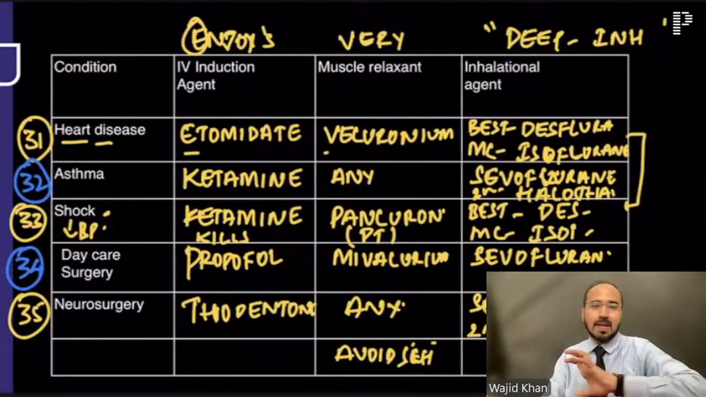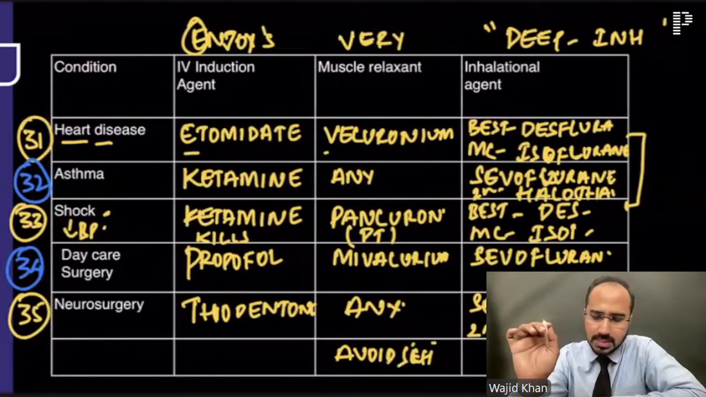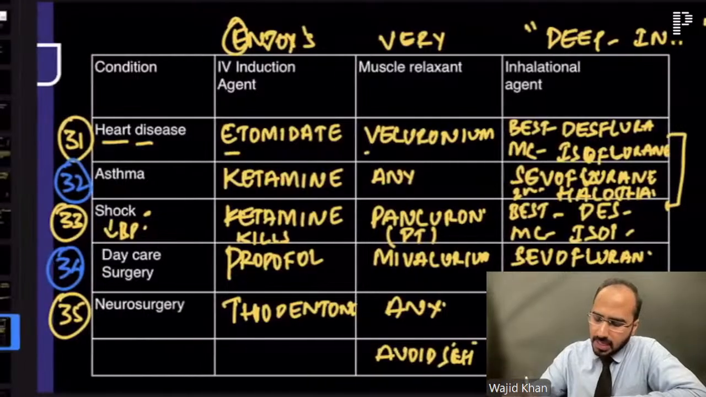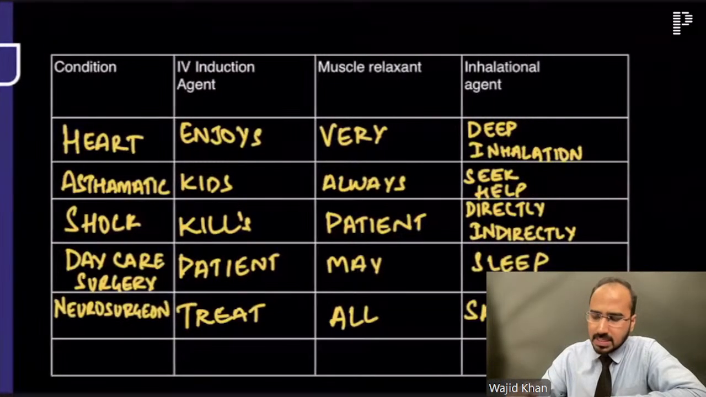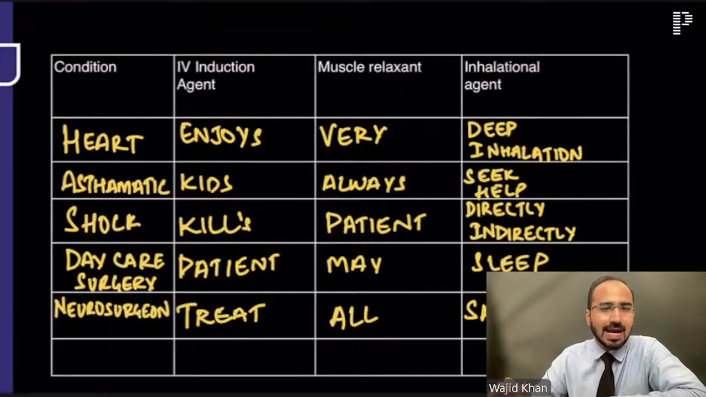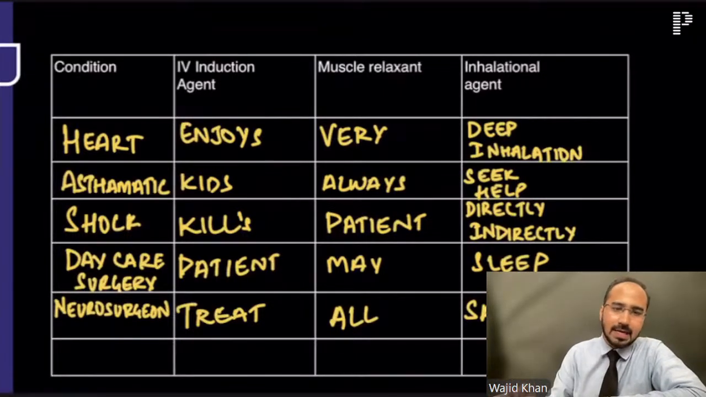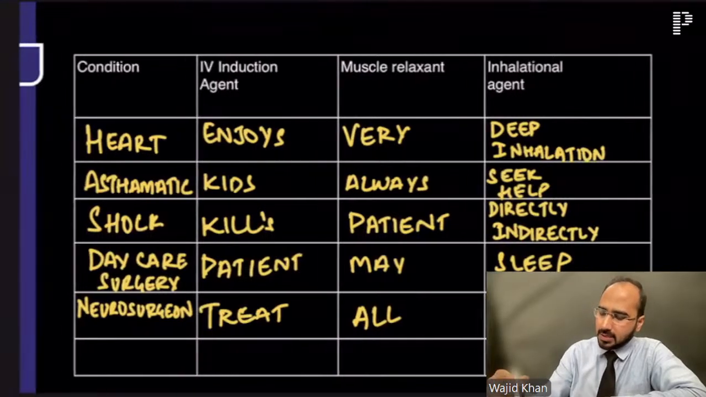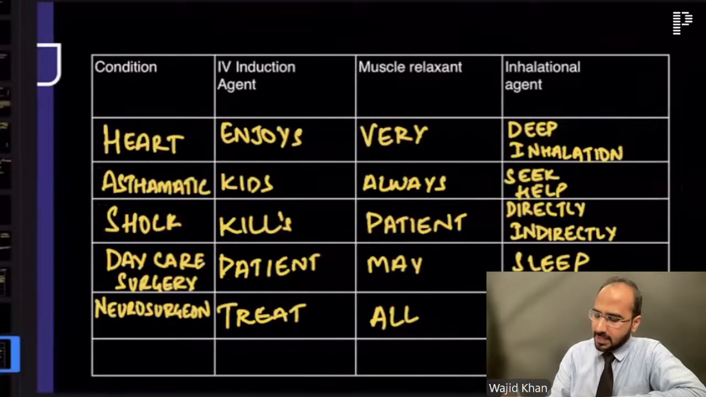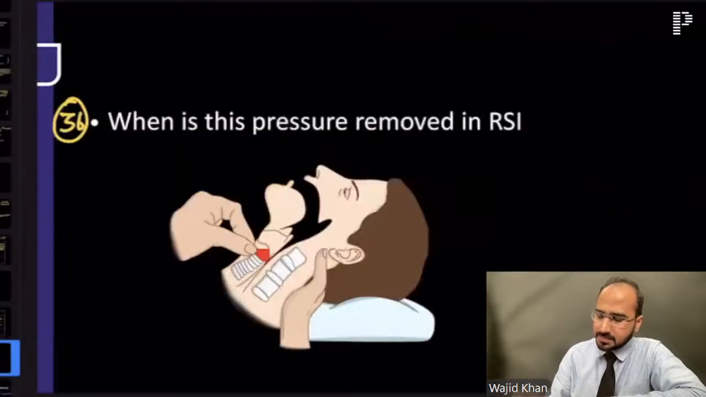So you have to remember this slide, guys. This is a very important slide. And for remembering it, I gave you the mnemonic, which is already given over here. Heart enjoys very deep inhalation. Asthmatic kids always seek help. Shock kills the patient directly and indirectly. Daycare patient may sleep, and neurosurgeons treat all patients safely. Okay, is this thing clear?